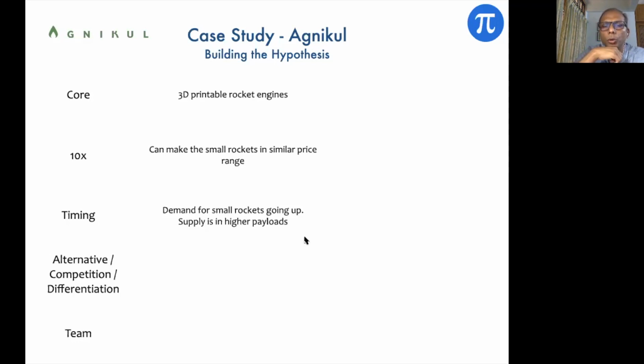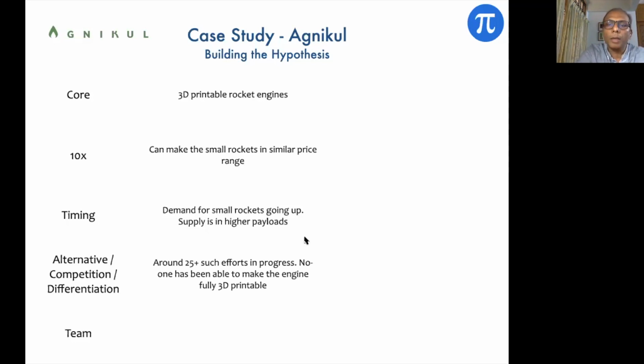Sure, I will also have to look it up. But actually, they are not the only ones. There are 25-plus such efforts in progress around the world, coming from different angles. Some people have done partial rocket engines with 3D printing, some people have done parts of it, and there are other innovations too.